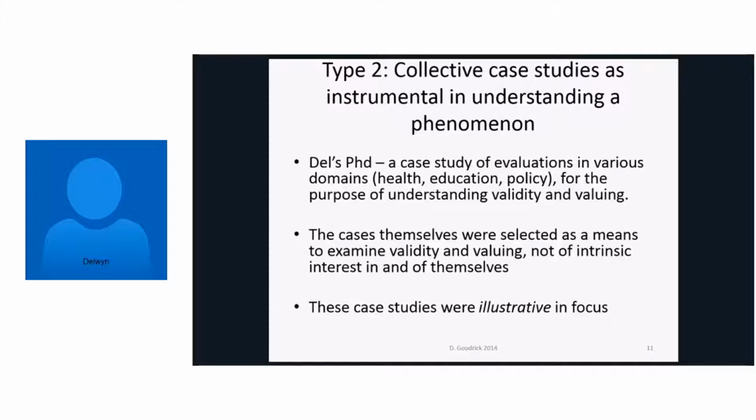And this particular topic was about the issue of validity and valuing in program evaluation. So the cases were selected purposefully rather than probabilistically. So they were selected for a purpose of showcasing or illustrating the concept of validity or valuing. They were not, however, for causal attribution.